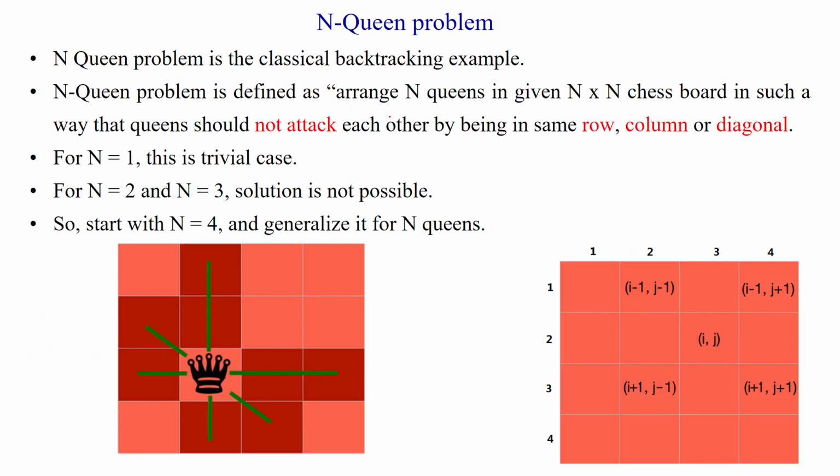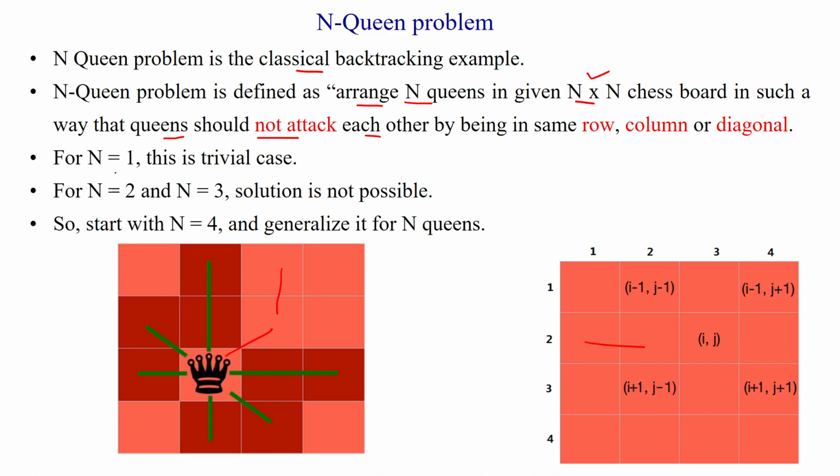The n-queen problem is one of the classical backtracking examples. Here it is used to arrange n queens on a given n by n chessboard in such a way that the queens should not attack each other, that is, they should not be in the same row, same column, or diagonal. So when we arrange the queens in different positions, the queens should not attack each other.